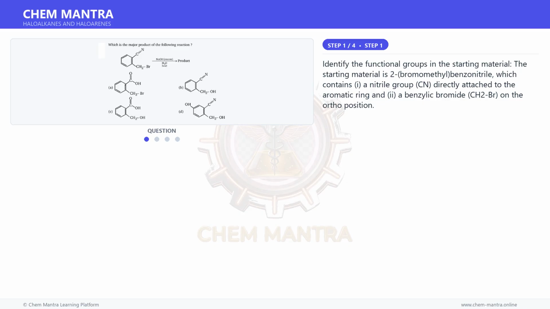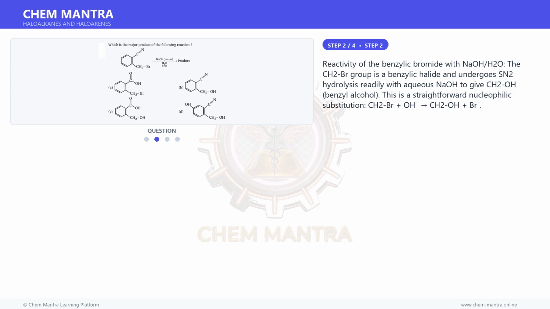The starting material is 2-bromomethyl benzonitrile, which contains 1, a nitrile group, CN, directly attached to the aromatic ring, and 2, a benzylic bromide, CH2Br, on the ortho position. Moving on to the next step.